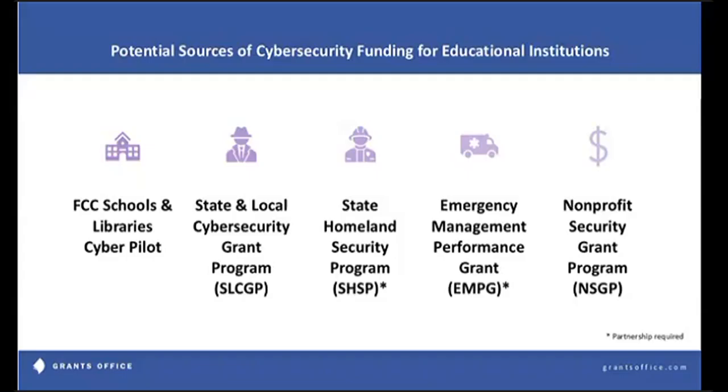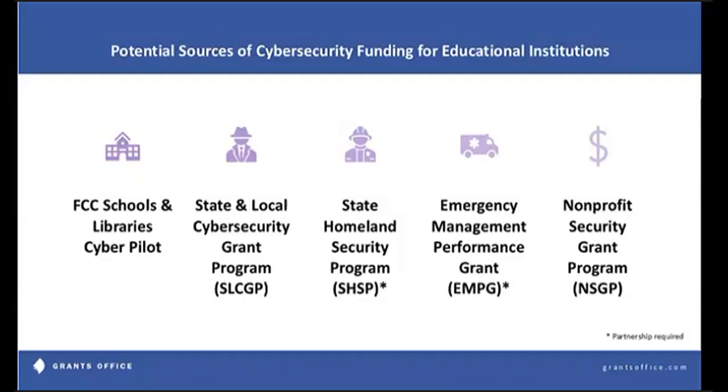But for these two programs in particular, SHSP and EMPG, it does depend on the state when it comes to eligibility. Sometimes states will allow school districts or institutes of higher education to apply directly, while other states won't, instead relying on those partnerships. So the key is just to contact the state administering agency for your state to confirm eligibility and discuss partnerships just when first considering whether or not these funding sources might be a good fit for your institution.